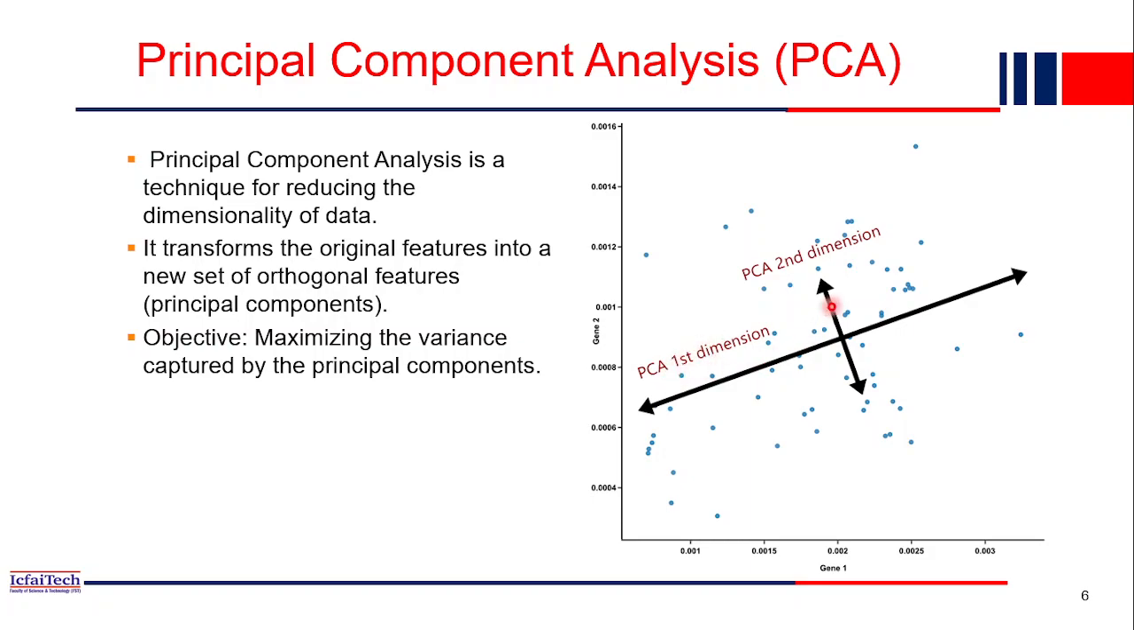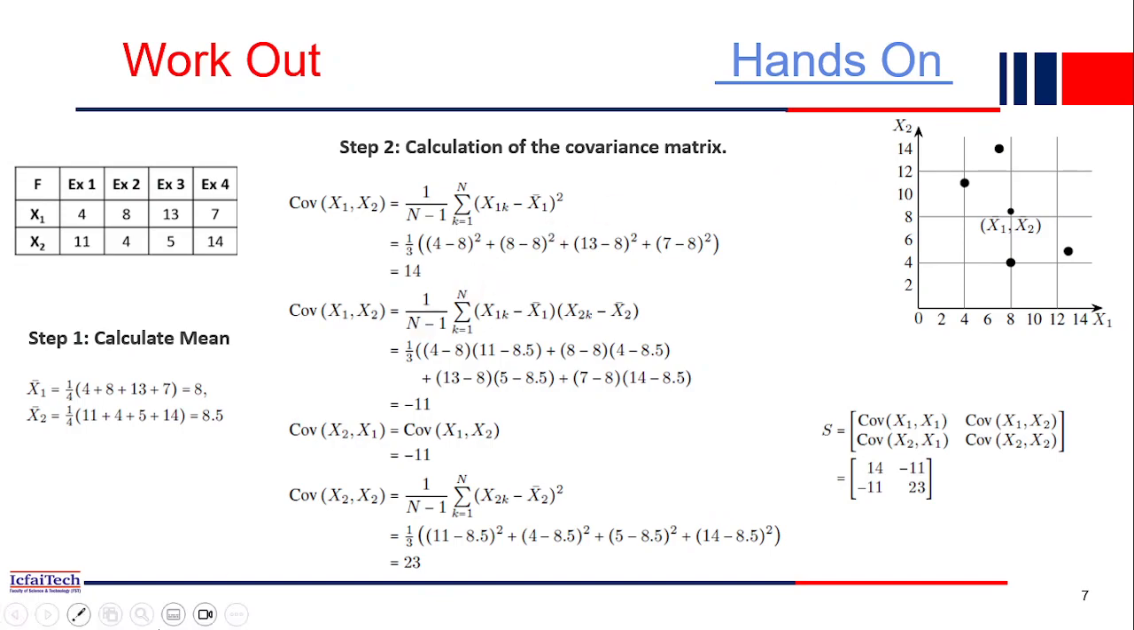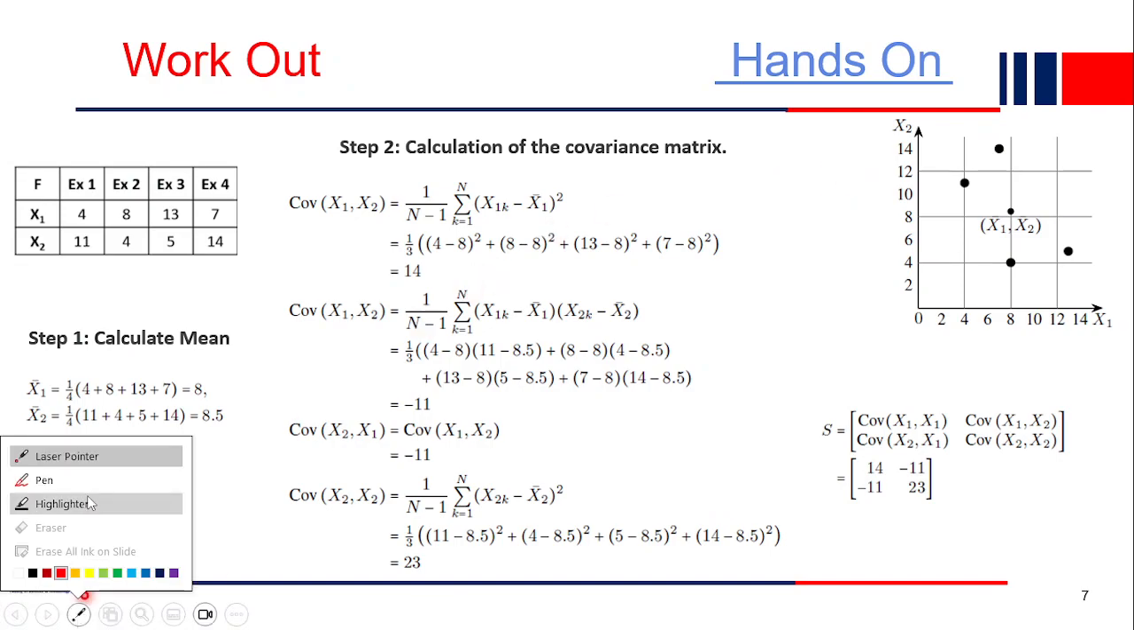of the data. Here, if you see, data is plotted in two-dimensional space, so our objective is: can we find a straight line which represents the data? Ultimately we are converting two-dimensional data into one-dimensional data using PCA. So let's solve this simple problem on PCA.